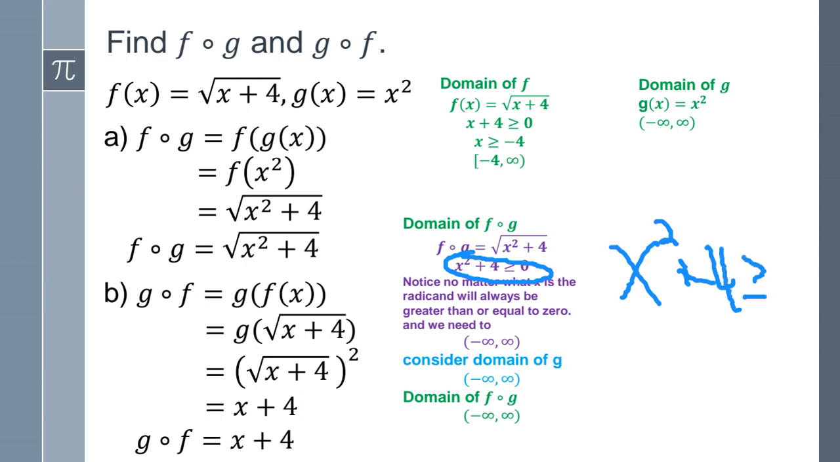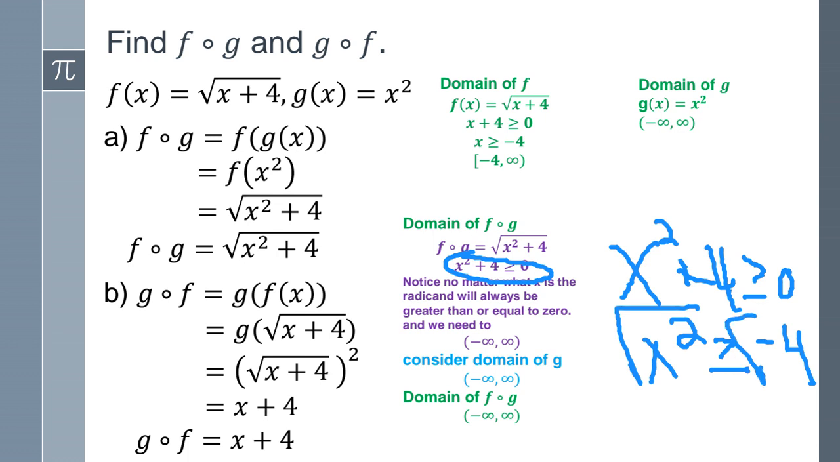Right, so x squared is more than or equal to -4. And then, if we take the square root, we cannot take the square root of a negative number. So this one doesn't have a restriction. So now it says consider the domain of g. The domain of g is all real numbers.